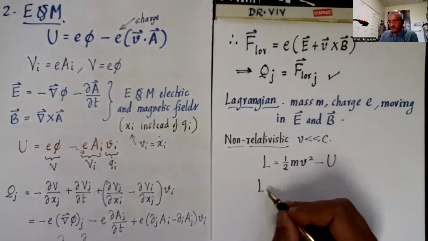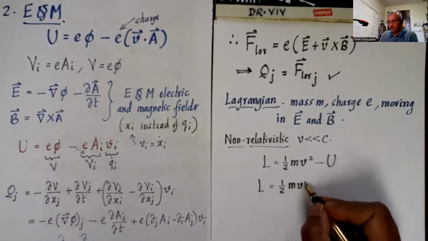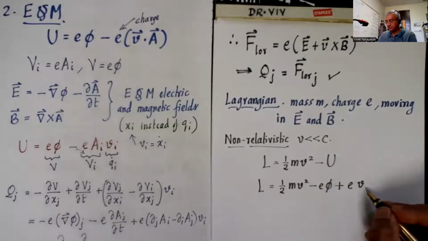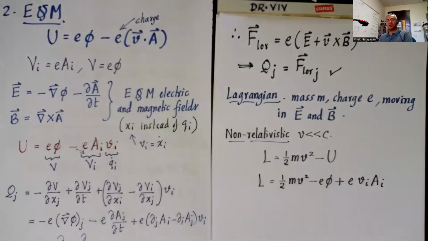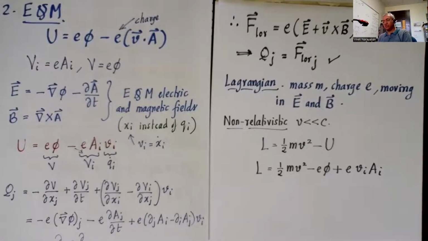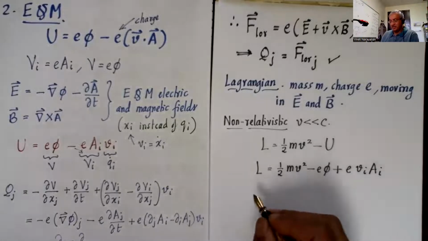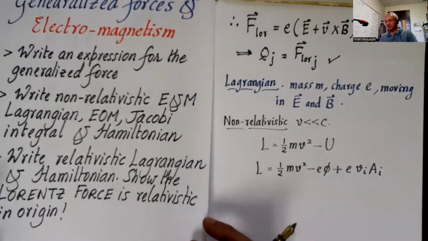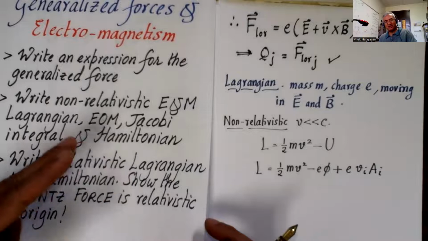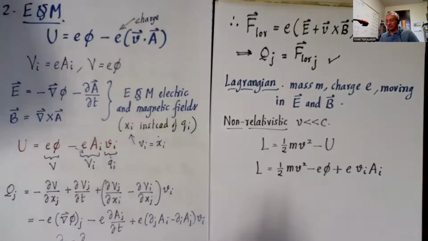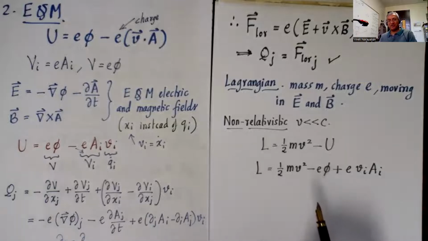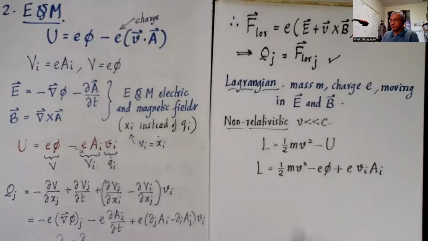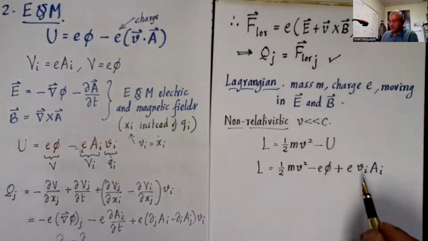So let me write it down. L is going to be 1/2 mv squared minus e phi plus e times v dot A, which is v_i A_i. All right, so that's a Lagrangian, and our next aim is to form the Hamiltonian, the Jacobi integral, and so on. The equations of motion are going to be precisely F equals ma, where F is that. So that part is easy. So I'll just do this one.